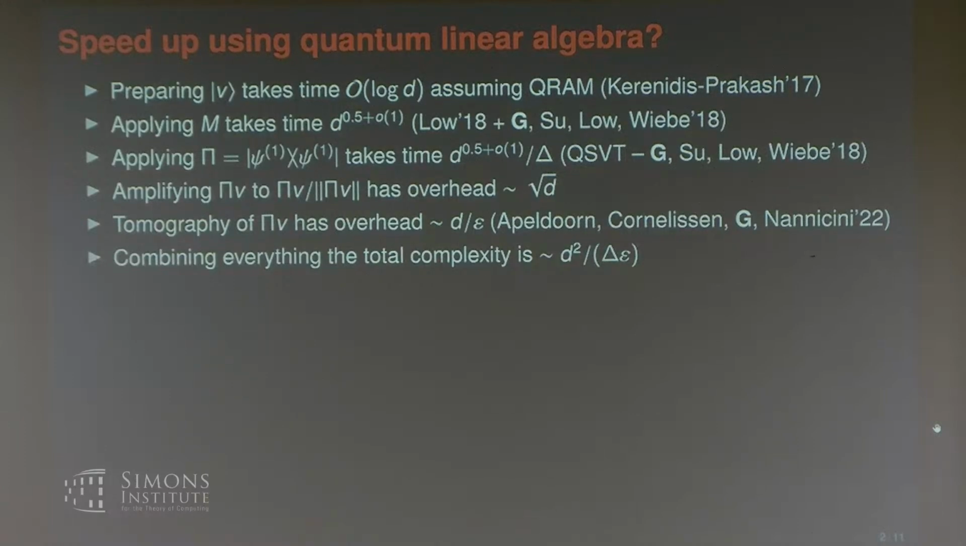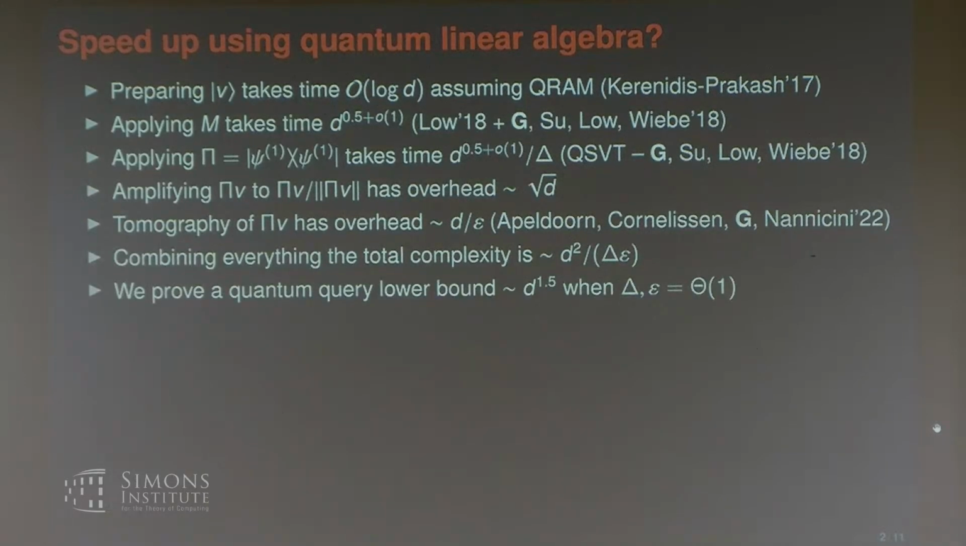Now we try to prove some lower bound on this problem. And actually we could prove a quantum lower bound of D to the 1.5. So it's provable that if you have these matrix elements and you want to extract the top eigenvector, you have to make at least that many queries. But there is a gap. It suggests that maybe it's possible to have a quantum speedup. So is there any hope for this approach?